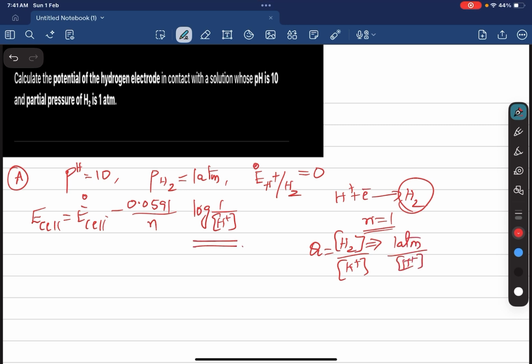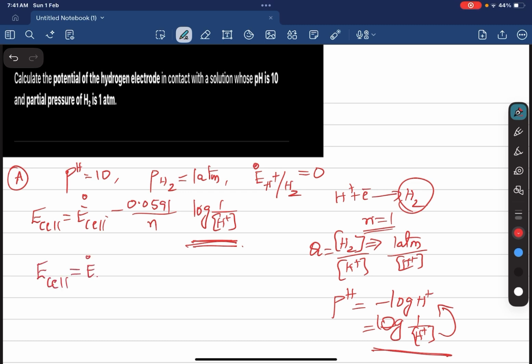Here we can also write one more thing: pH equals negative log of H plus, which can be written as log 1 by H plus. Wherever log is there, base 10 will be used. This is the same as the above one, which is given in this case. So in the place of log 1 by H plus, what can be written, students? E cell equals E naught cell minus 0.0591 by n, where n is 1, and log 1 by H plus can be written as pH. That's how we get the formula here.